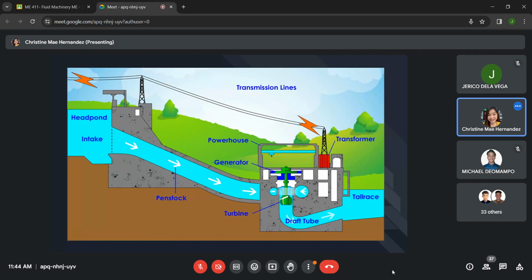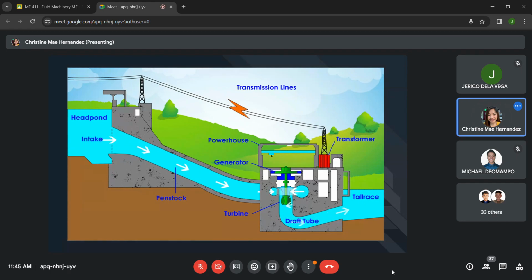Makikita nyo, meron tayong intake dito. May flowing water tayo dito, and flow siya sa penstock. Si water, tumama sa blades ng ating turbine. Si turbine, yung fluid machinery natin. Pagtama niya, umikot si turbine. Si turbine naman, nakakonect siya via shaft sa ating generator. Kung iikot si turbine, iikot din si shaft, iikot ang generator and transformer, and si transformer, itatransmit na yung electricity na na-produce sa transmission lines, then i-distribute na sa ating bahay-bahay.